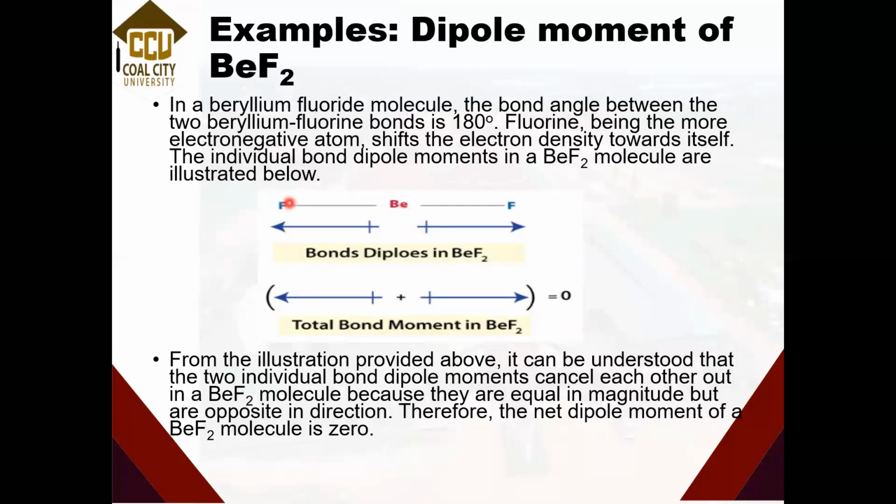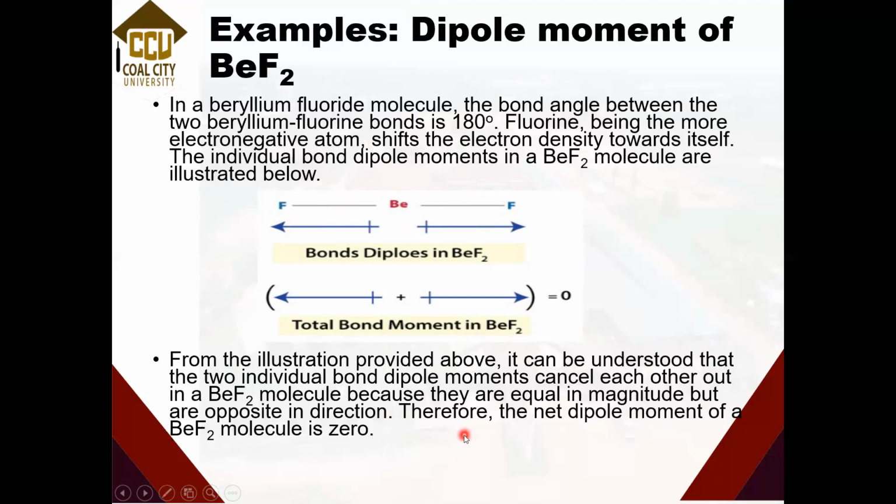But here I already provided the structure. You can see the structure is linear. That means it's a straight line. Now, having seen that it's a straight line, I can also say that the dipole moment of beryllium and fluorine here will be equal to the dipole moment of beryllium and fluorine here, but they will be of opposite charges. Do you agree with me? Yes, I believe you do.